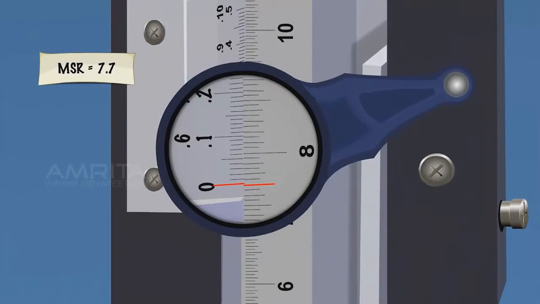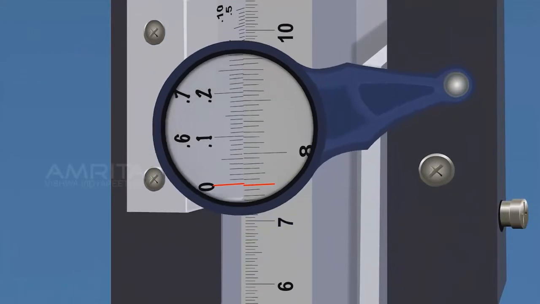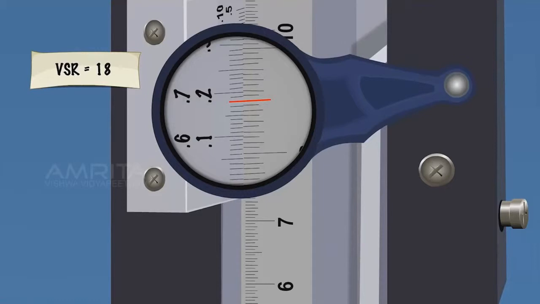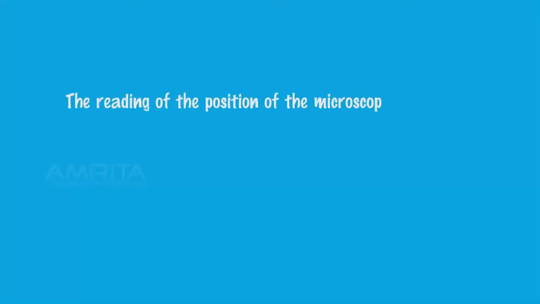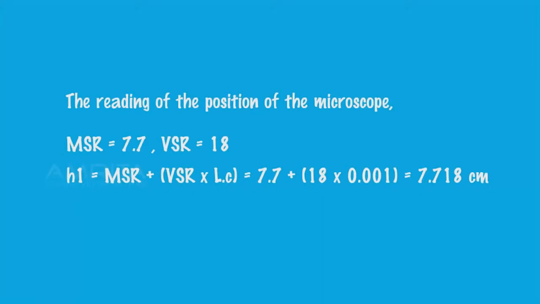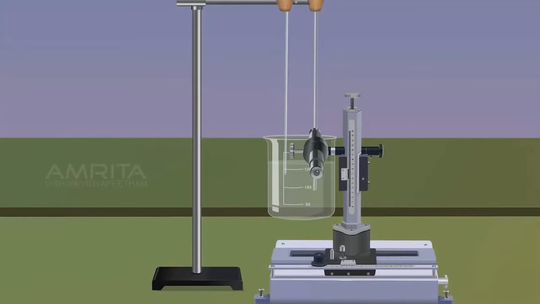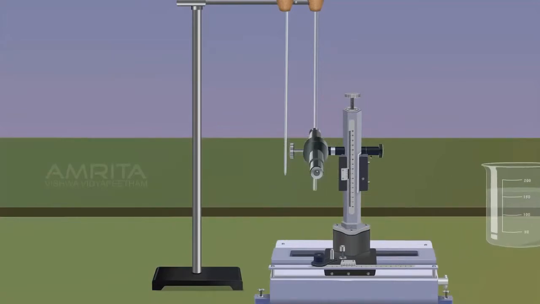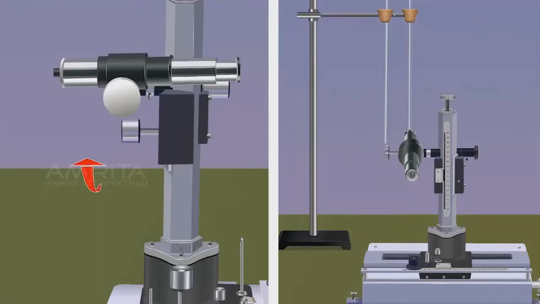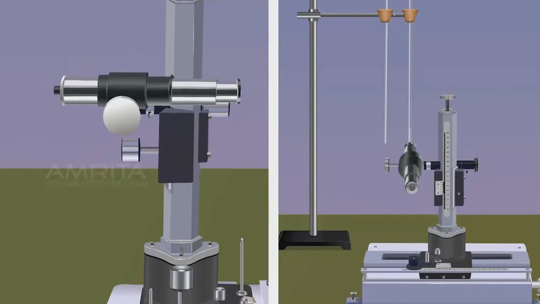Note down the main scale reading and vernier scale reading. Calculate H1 using main scale reading and vernier scale reading. Remove the wooden stand and the beaker. Microscope alone is lowered by anti-clockwise direction of the screw in front of the microscope, then tighten it.